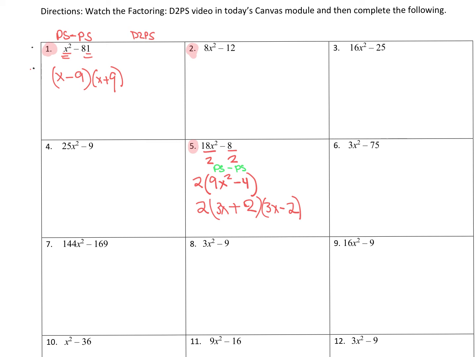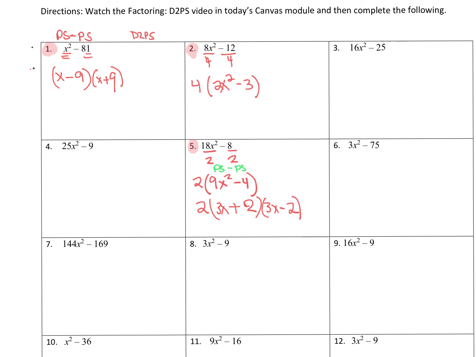If we look up at number 2, I'm going to look at my binomial for a GCF, and the GCF here is 4. So I'm going to factor out a 4 from both terms, and I'll be left with 2x squared minus 3. I then need to look to see if this factors any further.